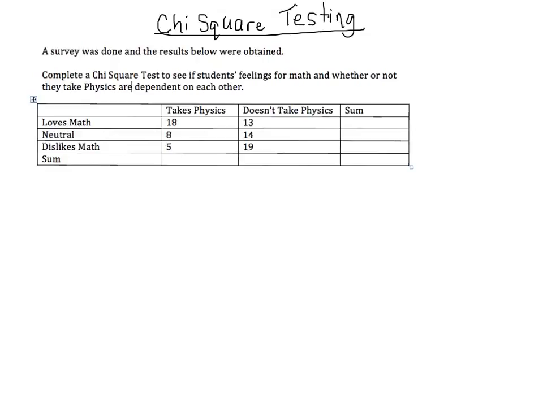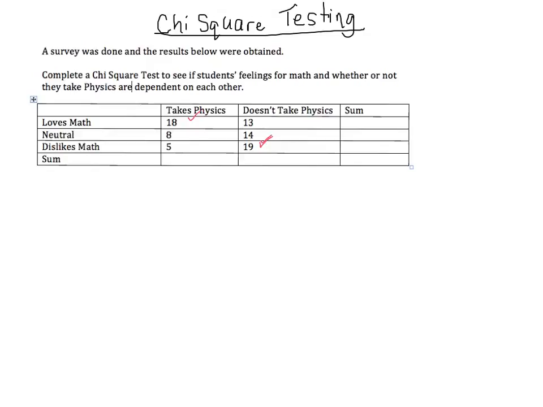So for example, in this table, it shows that 18 students love math and they take physics. And over here we have 19 students who don't like math and they don't take physics. So that's how that data was collected and arranged.